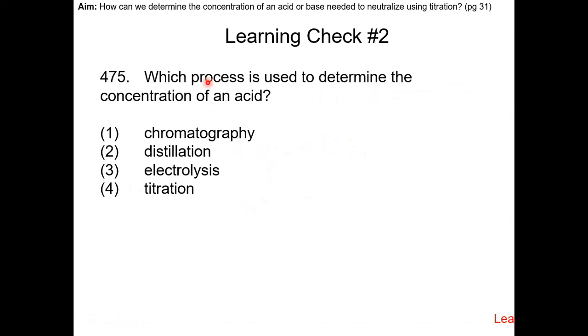Learning check number 2. Which process is used to determine a concentration of an acid? Pause the video and resume as completed. The answer is choice 4, titration.